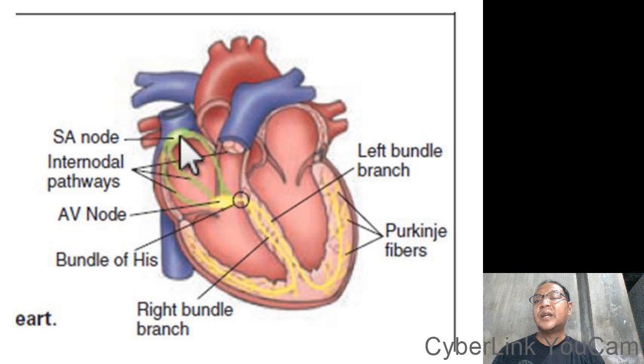If we look at this illustration, this is the SA node. As we said, it's located at the right part of the right atrium, and the internodal pathways go to the other side, the left atrium, and go directly to the AV node. Then there will be a delay going to the bundle of His. The delay is caused by the contraction of the atrium. When the atrium contracts, there's a delay, and then it will go to the bundle of His, to the right and left bundle branches, and to the Purkinje fibers.